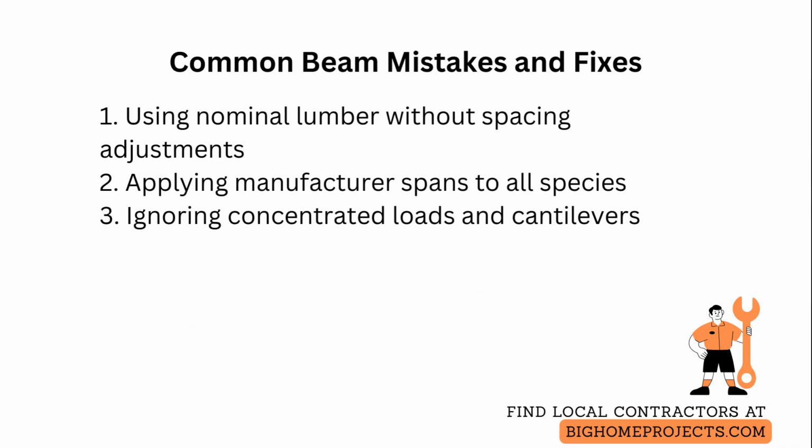3 common mistakes are relying on nominal lumber sizes without accounting for spacing differences, assuming manufacturers' spans apply to all species and grades, and neglecting cantilever effects. A simple check is to calculate or look up spans for the exact spacing you use and pick the next deeper size if your conditions are worse than the table.